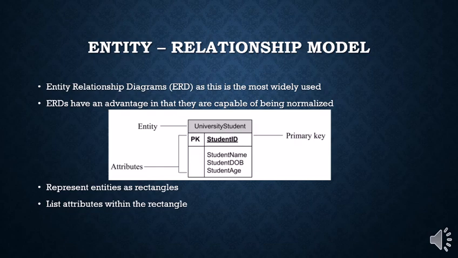ER models are usually represented using entity relationship diagrams, or ERDs. ERDs are one of the most widely used tools in database design because they are easy to understand and capable of being normalized. In this example, we see a university student entity. The rectangle represents the entity. Inside the rectangle, we see a list of attributes such as student ID, student name, student date of birth, and student age. The attribute student ID is marked as PK, which stands for primary key. This uniquely identifies each student. ER diagrams like this help in clearly defining the structure of a database before it is actually built.